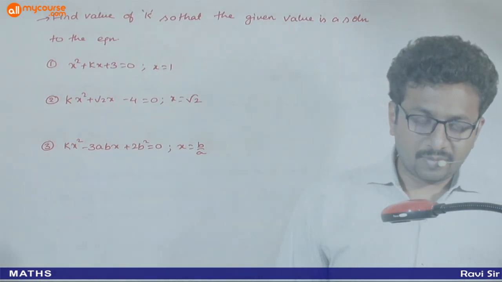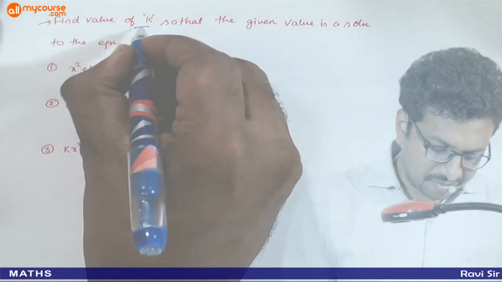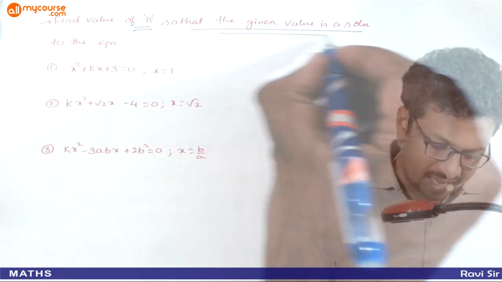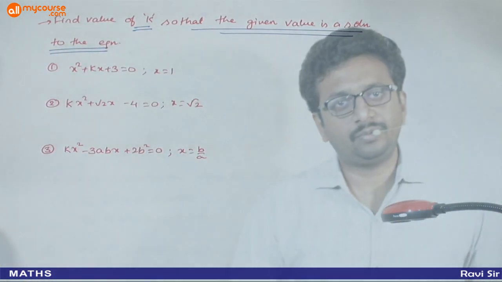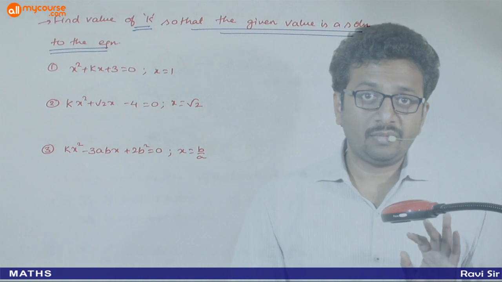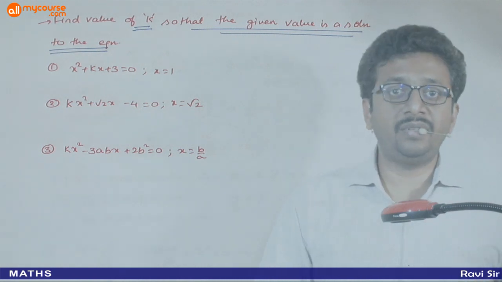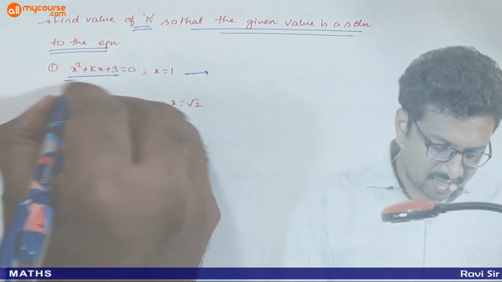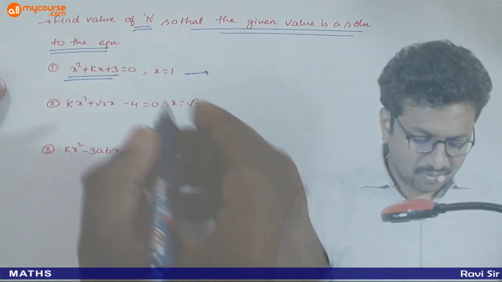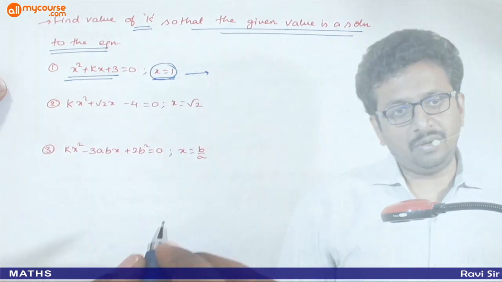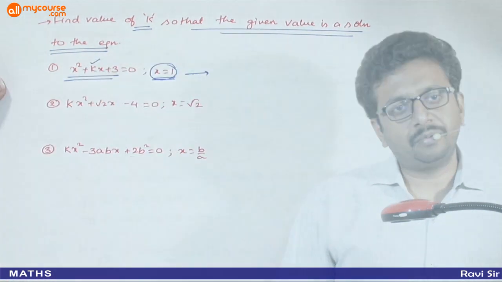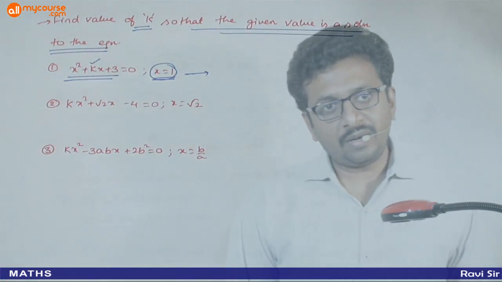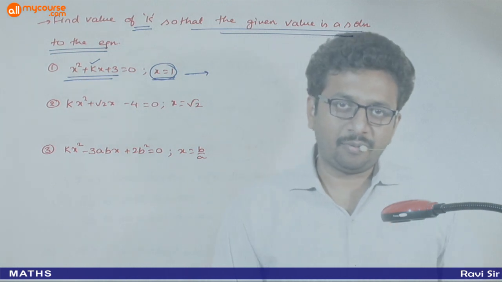Next type of problems are: find the value of k so that the given value is a solution of the equation. This time the solution is given, and you're asked to find the value of the variable. For example, x square plus kx plus 3 equal to 0, and x is equal to 1 is a solution. Find the value of the unknown. The equation has an unknown, and you're asked to find the value.